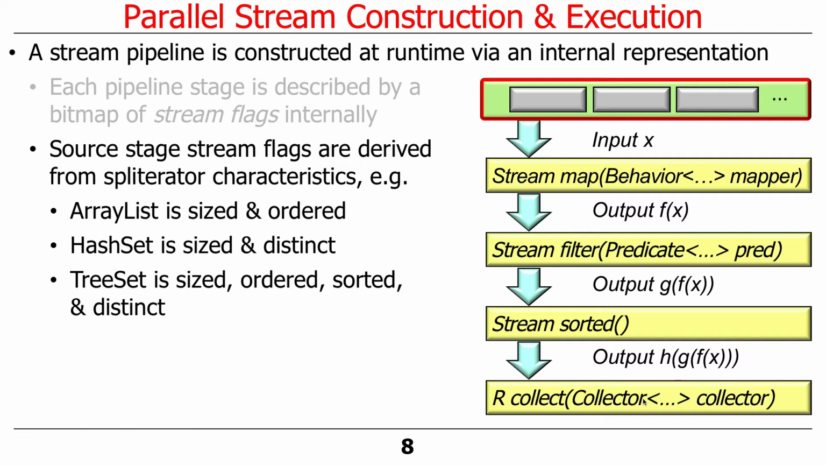If it was an infinite stream, right? So if you had a generator of some sort, or iterate, if you did iterate or stream generate, you wouldn't know how big it was up front. Pretty much anything that comes out of a collection is going to be sized.